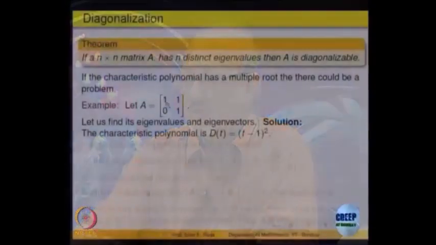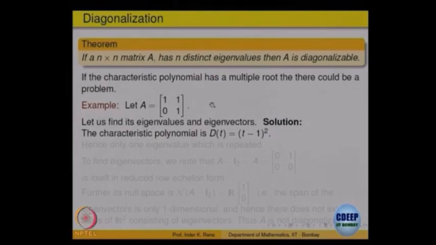So, let us look at an example. Let us look at the example of the matrix A = [[1, 1], [0, 1]]. How do you find the eigenvalues? This is the determinant of A minus lambda I equal to 0. That will give you the determinant of [[1 minus lambda, 1], [0, 1 minus lambda]], which will be (t minus 1) squared if t is the variable you are introducing, or if lambda, then (lambda minus 1) squared.